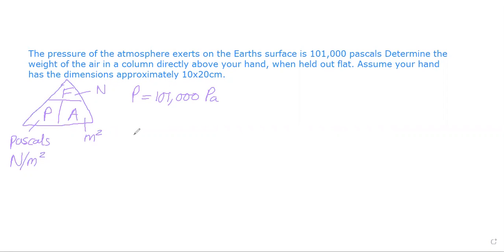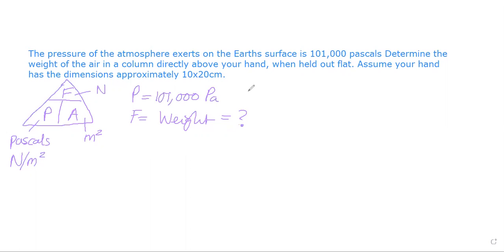Determine the weight of the air in a column directly above your hand when held out flat. So we have to calculate the weight. The weight is the force. So force is equal to weight. And that's what we have to find out. So I'll put a question mark.